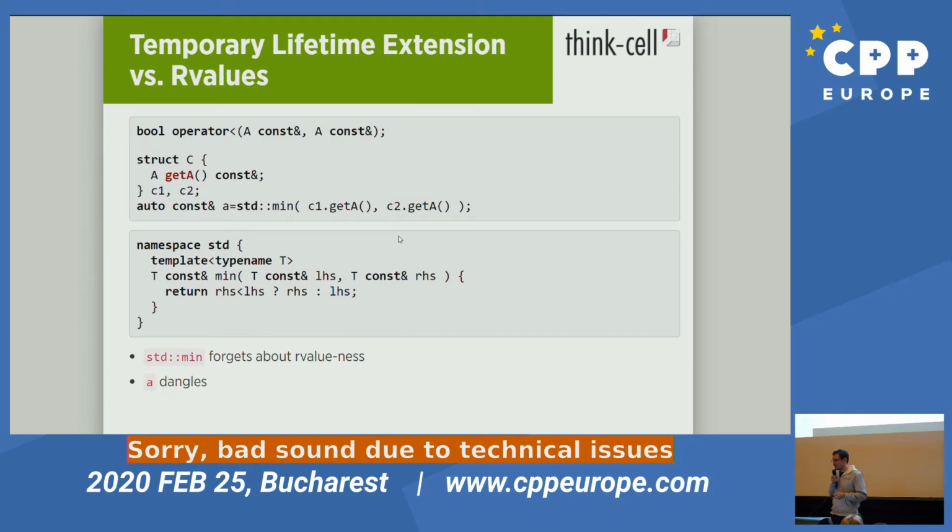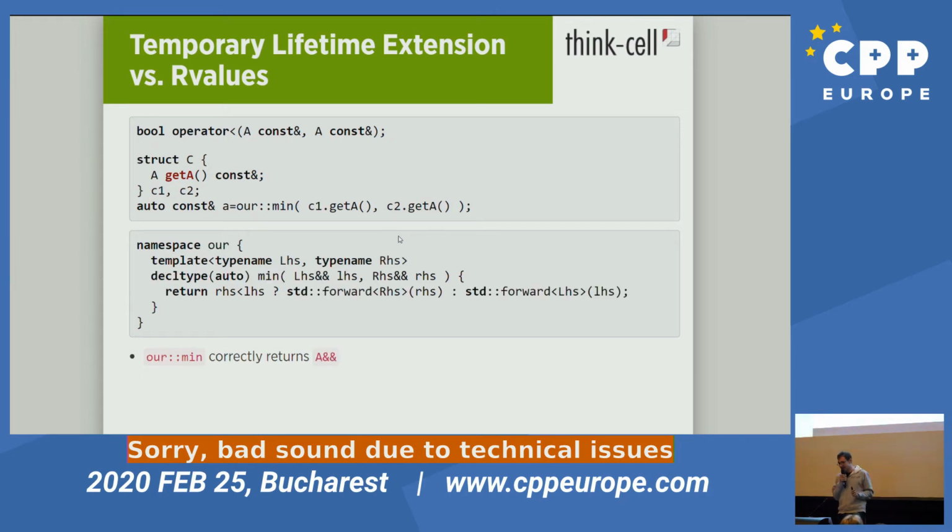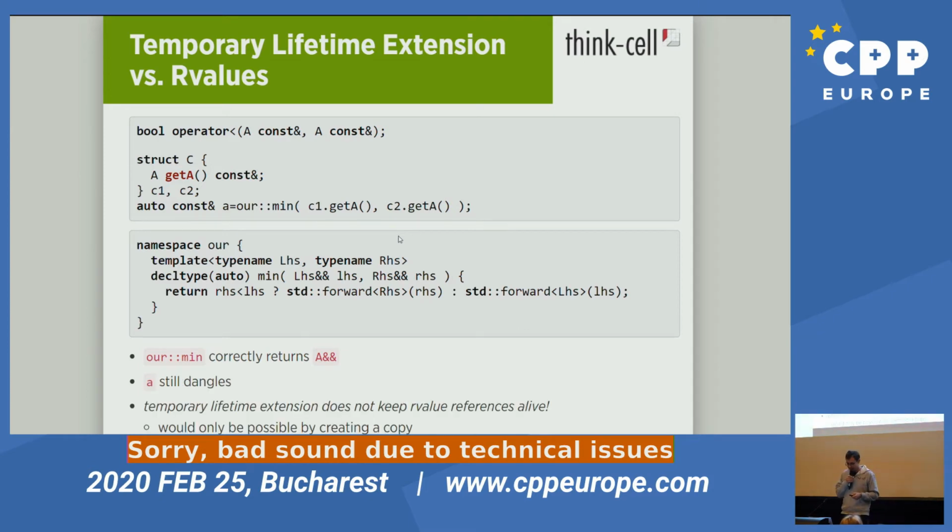How can we improve that? Well, first of all, we need to improve the min. We need to pass the information out that we plug in. Let's do that. Now with C++11, of course, we perfect forward everything. So let's perfect forward for min. We write an our min that takes left hand side and right hand side by universal reference, and then forwards either one of them out. So in that case, the our min actually passes out correctly the R value reference. All good. All right. Well, the problem is A still dangles.